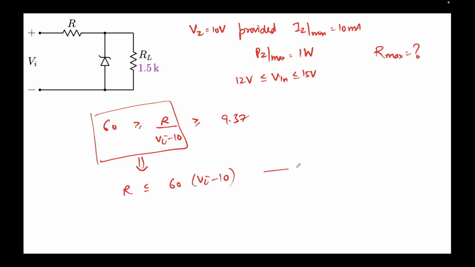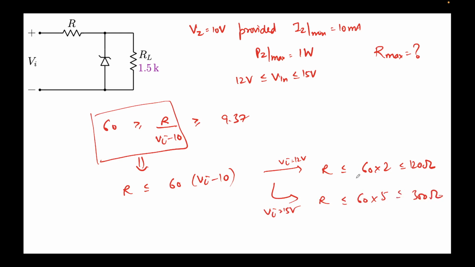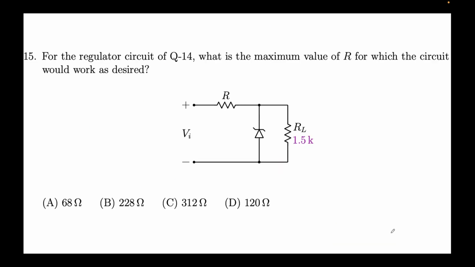Again you can take two cases. When Vi equals 12 volts, this will give me R less than or equal to 60 into 2, so this should be 120 ohms. For Vi equal to 15 volts, this will give me R less than or equal to 60 times 5, 300 ohms. Now since the circuit should work for every condition, what's the common between them? R less than 120 and R less than 300. We can clearly see that the common between them is R less than or equal to 120 ohms, and hence the answer would come out to be D.